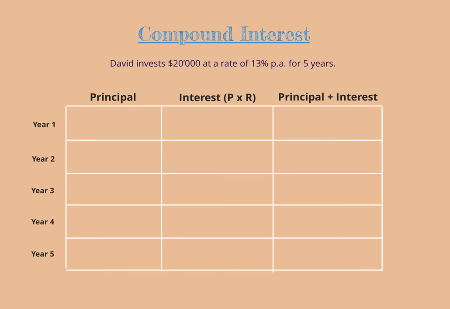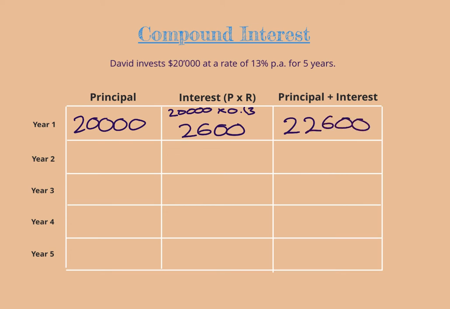So David's got his $20,000. It's invested at a rate of 13% per annum for 5 years. So at the start of his first year, he's got $20,000. His interest is 20,000 times 0.13. That gives him 2,600. So at the end of his first year, he'll have $22,600, and that's then his principal for the start of the second year. So 22,600. I'm just going to go ahead and fill out this table.